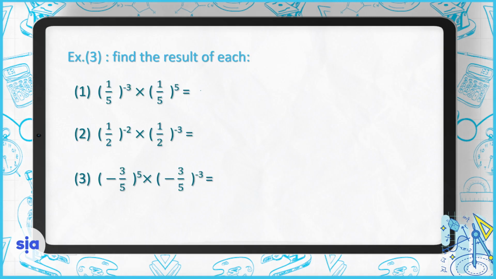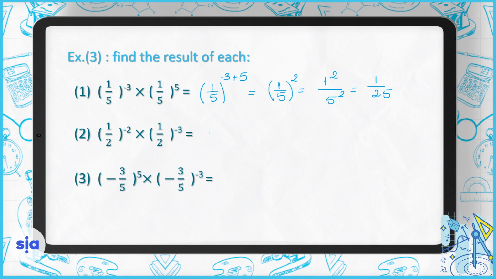Exercise number 3. Here in number 1, the base is 1 over 5 in both fractions, so the same base multiplied together, the two fractions, so we add the powers. Negative 3 plus 5, so it is 1 over 5 to the power of 2, which is 1 power 2 over 5 power 2. The result is 1 over 25.